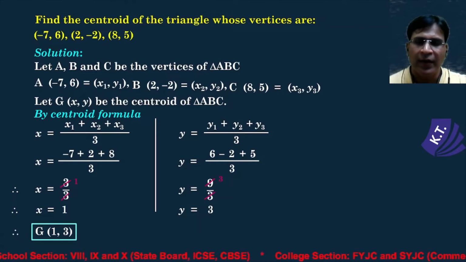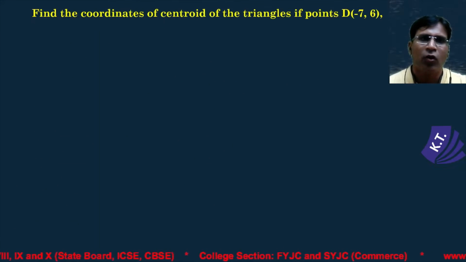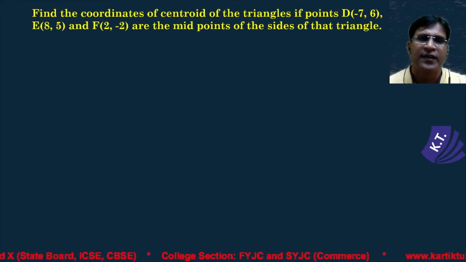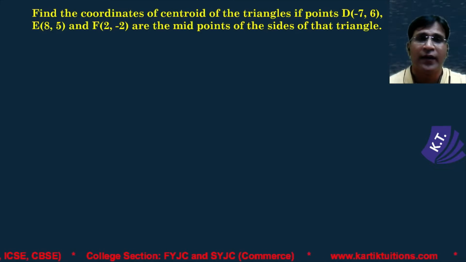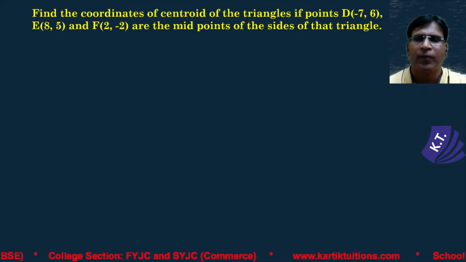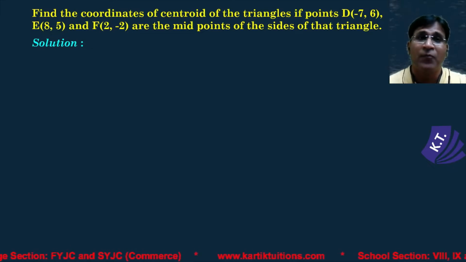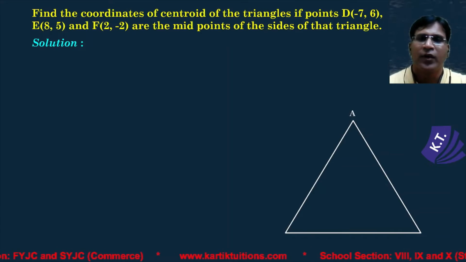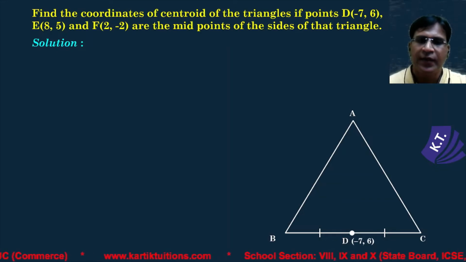Now let's take one slightly difficult sum. Find the coordinates of the centroid of a triangle if the points D, E, F are the midpoints of the sides of that triangle. Now see, this is not a direct application sum. You need to think a bit. I have a triangle where D, E, F are the midpoints of the sides. So if I take the triangle ABC, D is the midpoint of BC.